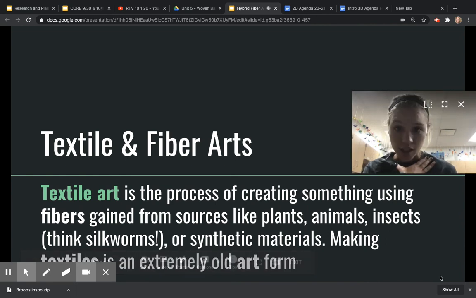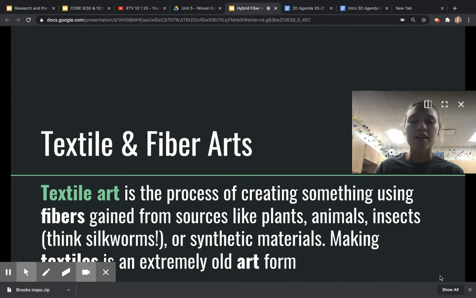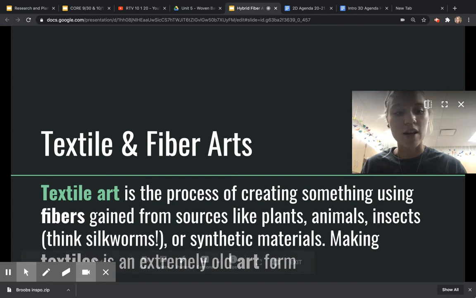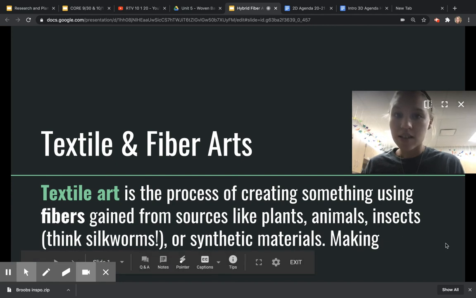So, the definition for textile art is a process of creating something using fibers gained from resources like plants, animals, insects, think like silkworms. And it's an extremely old art form that is kind of interpreted differently all over the world. So, all types of cultures have some sort of textile art, but it might look a little bit different. So there's a lot of different examples of this.